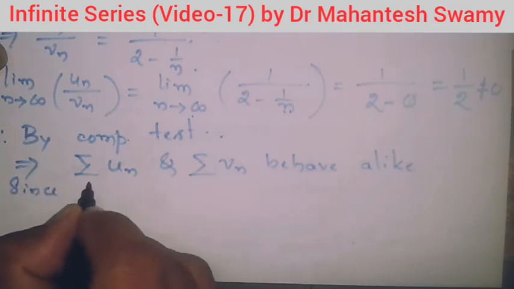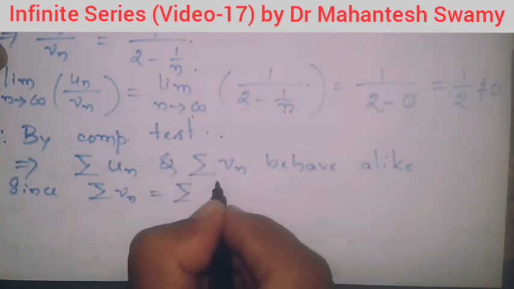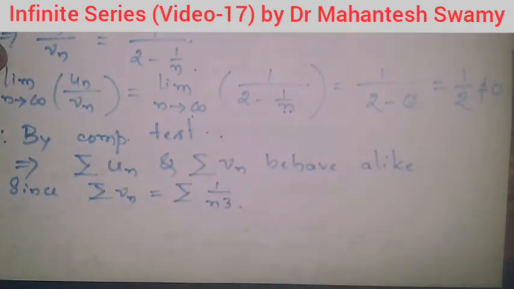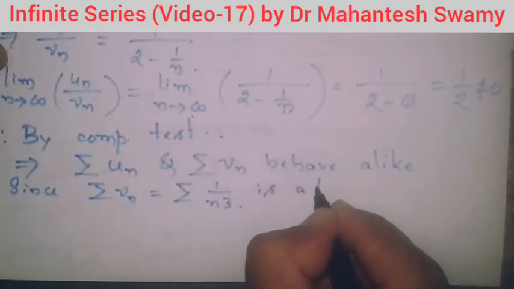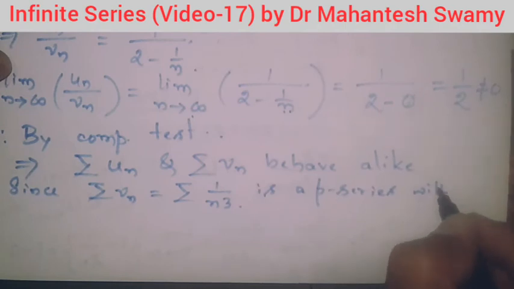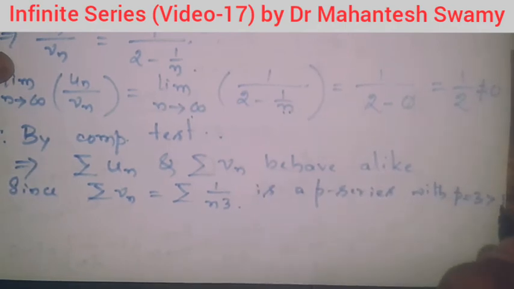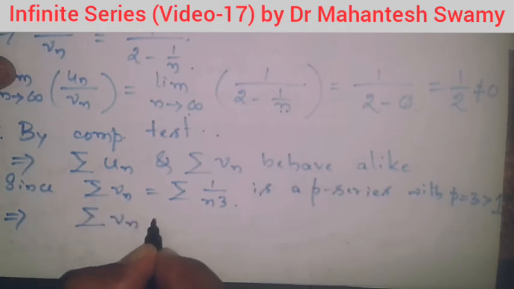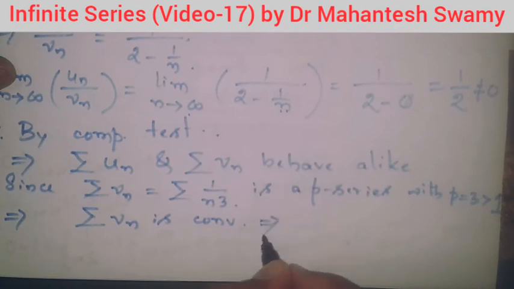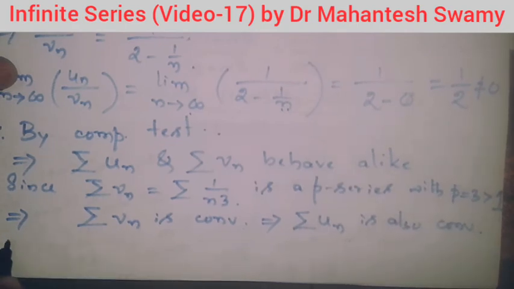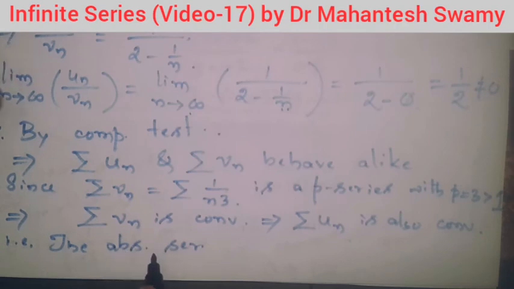Since summation Vn, what type of series is it? It is summation of 1 by n cube, because we have taken Vn equal to 1 by n cube. So it is a p series with p equal to 3, which is greater than 1. When p is greater than 1 in the p series, summation Vn is convergent. When summation Vn is convergent, summation Un is also convergent. So what we have proved is that the absolute series of the given alternating series is convergent.